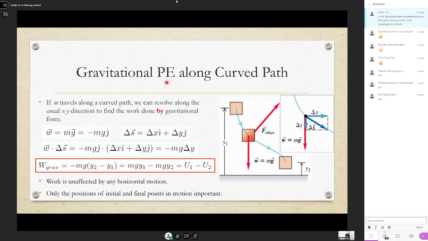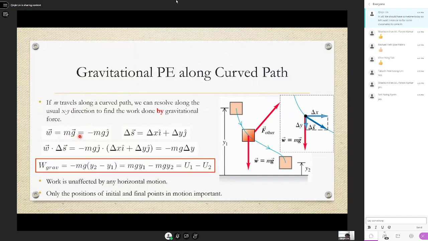Then we come to gravitational PE along a curved path. So just now, the object travels from y1 to y2, which is moving directly downwards. So what if the object is moved along this curved path? You bring it down, but you also bring it slightly to the right. What happens to the gravitational PE? How do you compute that? So let's look at this.